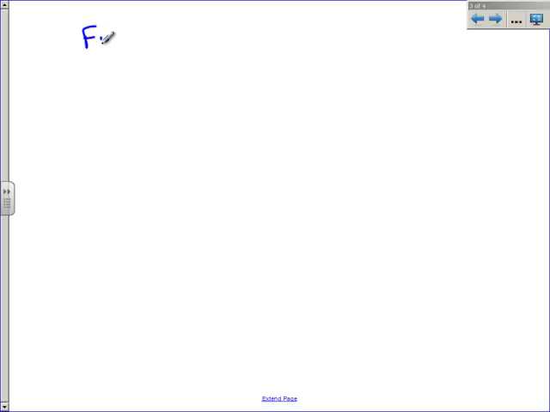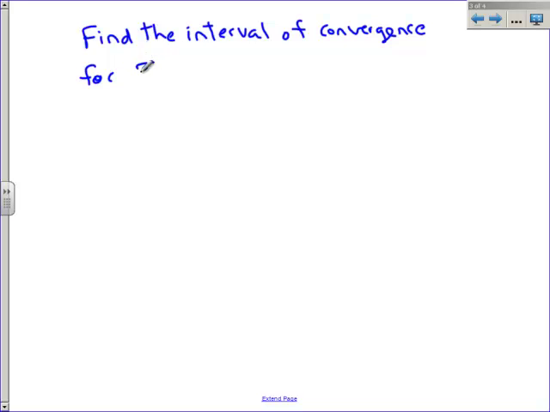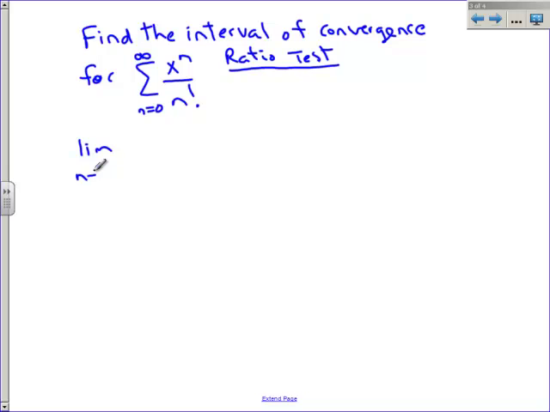So the question would be, find the interval of convergence for the power series for e to the x. Now, to do an interval of convergence, we are always going to use the ratio test. And the series for e to the x looks like this, x to the n over n factorial. So what we're going to do is set up the ratio test. Always use ratio test for interval of convergence. Always, always, always.